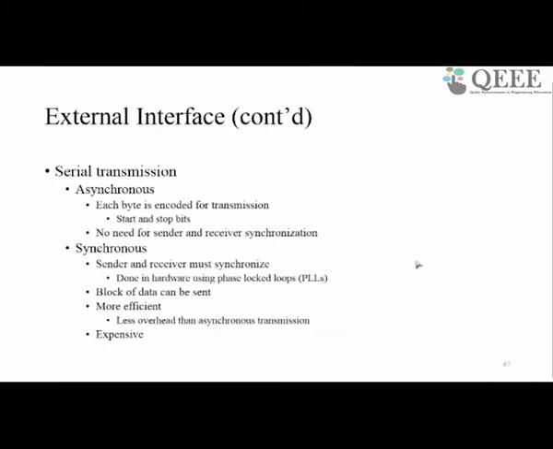Again the serial transmission can be asynchronous or synchronous. If it is synchronous, then the sender and receiver must synchronize. It can be done using a phase lock loop. Blocks of data can be sent one by one. It can be more efficient and faster, but it is expensive. In asynchronous, each byte is coded, handshaking signals are required, and start and stop bits are required. There is no need for sender and receiver to be synchronized.